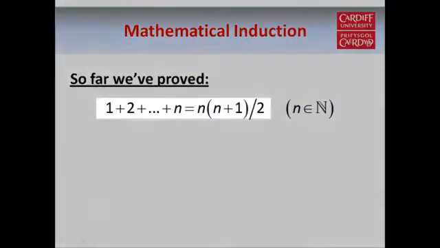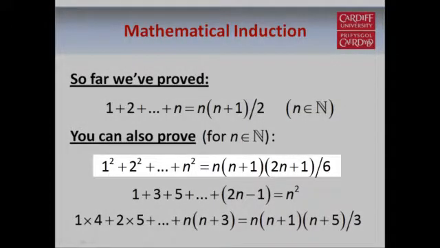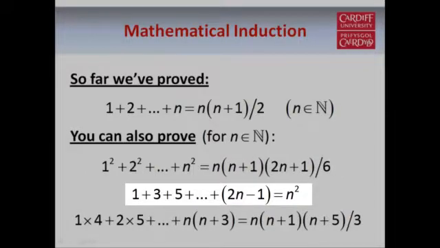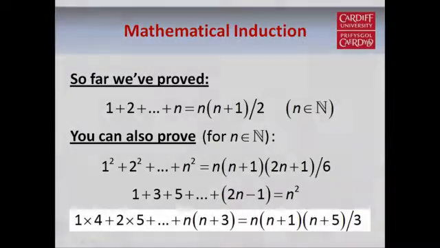So far we've proved this formula here, and there are many other properties of the natural numbers that you can try to prove if you want a bit more practice. For example, there's a well-known formula for the sum of the first n squared natural numbers, which is this one here. There's also an interesting result which says that if you add together the first n odd natural numbers, the total is n squared, and that's another one you can prove by induction. And there are many other formulas involving summations, and this one here is just one more example.